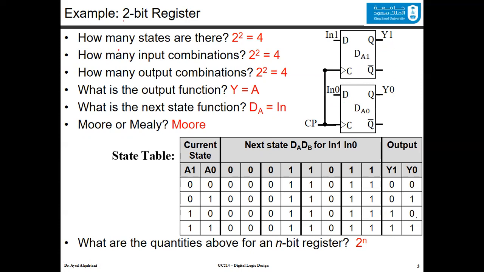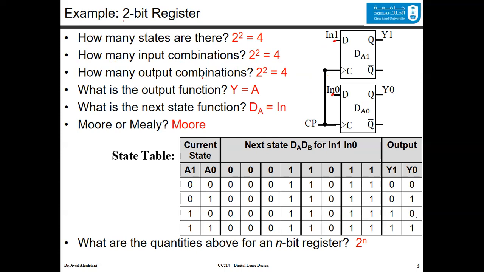If you were asked how many states there are, because this is now a sequential circuit, there are 2 to the power of 2, where this 2 represents the number of flip-flops, which is equal to 4. So you can store the value 0,0, or 0,1, or 1,0, or 1,1. If you were asked how many input combinations there are, similarly, there are 2 to the power of 2, which is equal to 4. These inputs reside at the inputs of the 2 flip-flops.